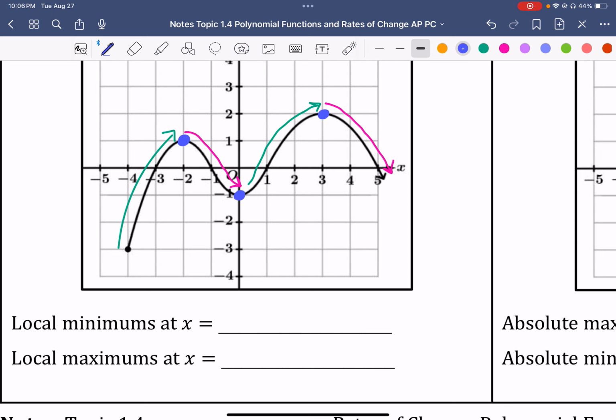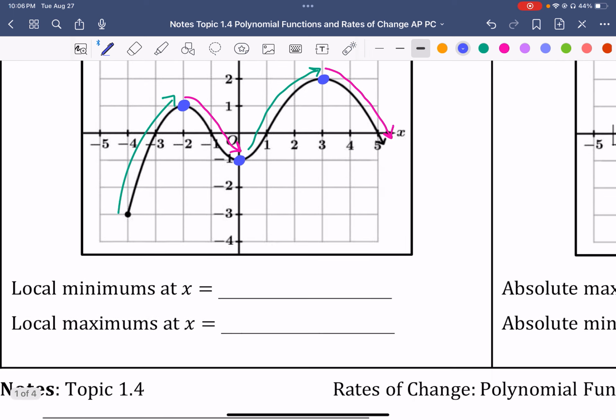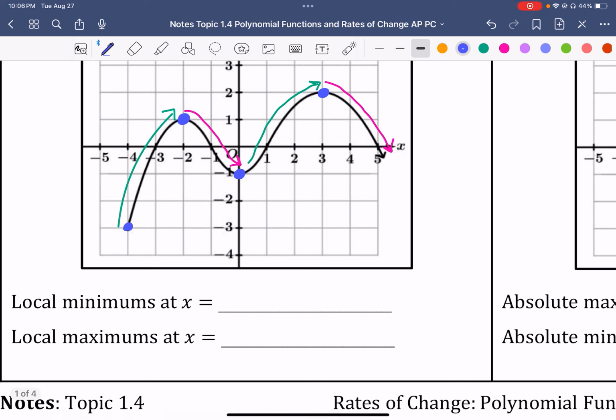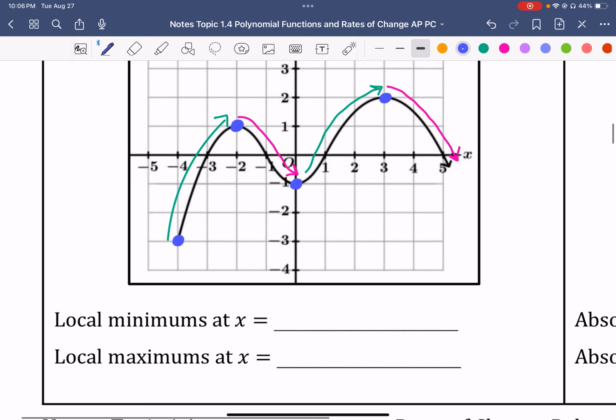Okay, now it also said in parentheses, or at an endpoint if there's a restricted domain. So all the way over here there is an endpoint, so that will also be considered a minimum or a maximum. The other side has an arrow, which is not an endpoint, so that will not be included as a maximum or a minimum. Okay, so we know that at the very top we have maximums, so this will be a maximum, and this one will also be a maximum. At the bottom we have the minimums.